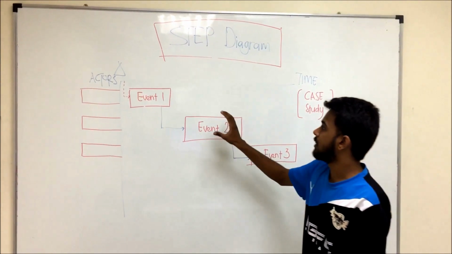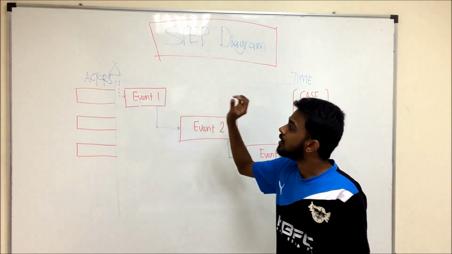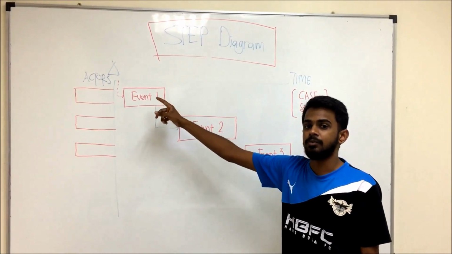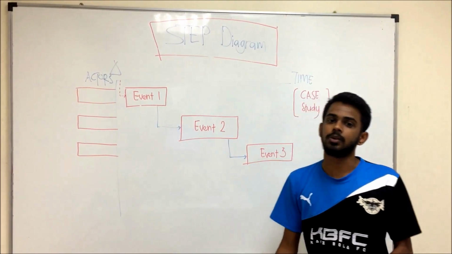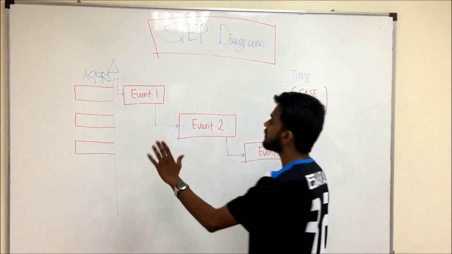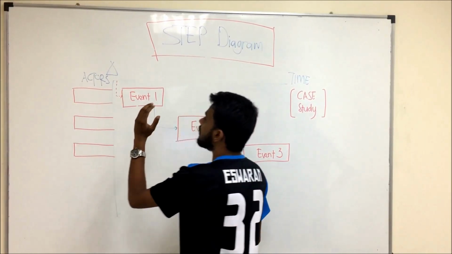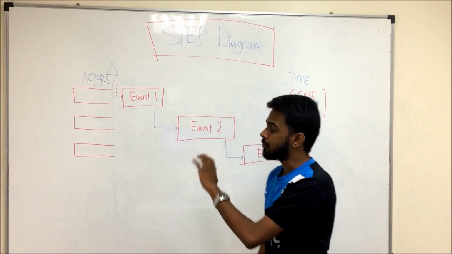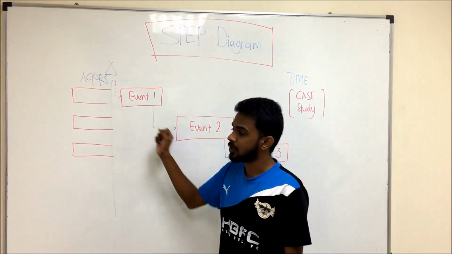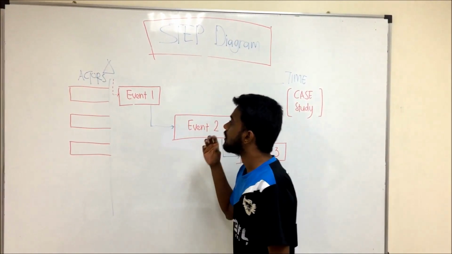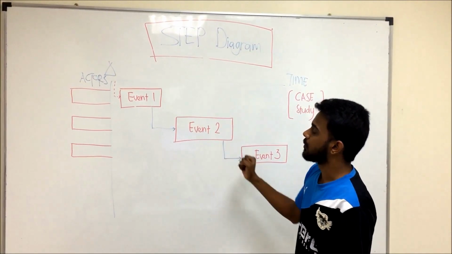From this chart, we can trace back to the earliest point where the problem originated. From there, we can identify the root cause of the problem. So the actors may be the people involved in the problem, and then the equipments or the apparatus that are related to the problem.